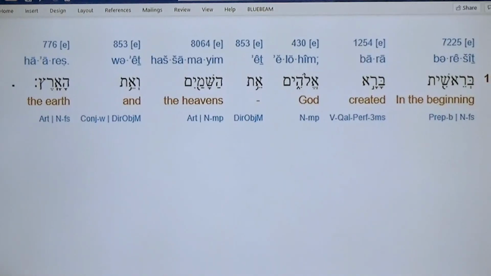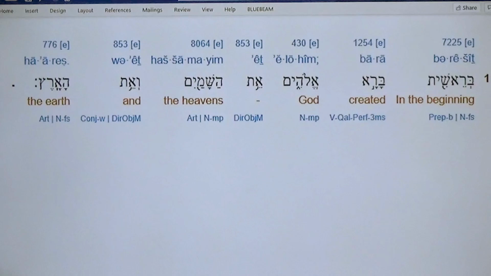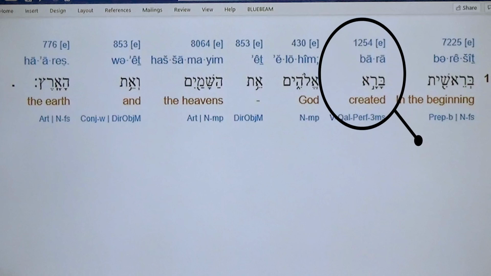Now if we look at Genesis 1:1, it actually starts off right here at the beginning. It says Bereshit. Now Bereshit means in the beginning. And if we go on from there, that's a prepositional phrase. It's also written in the singular. And then it goes on from there, and we have our verb, bara, created.